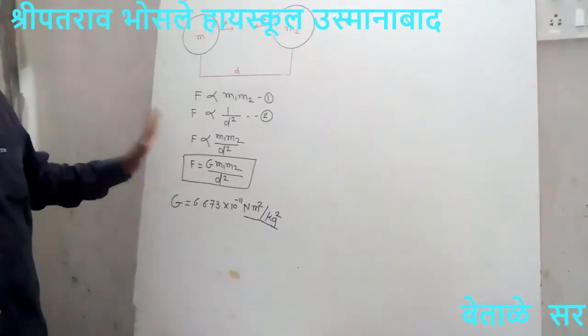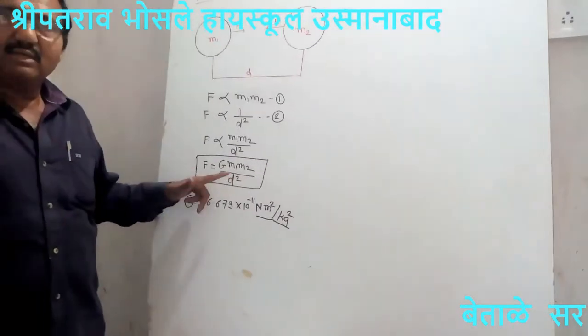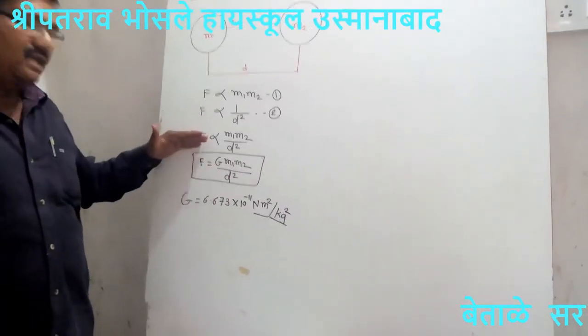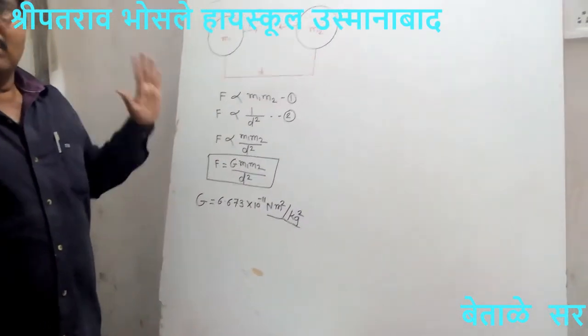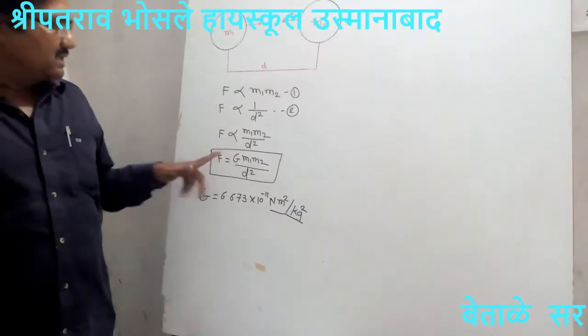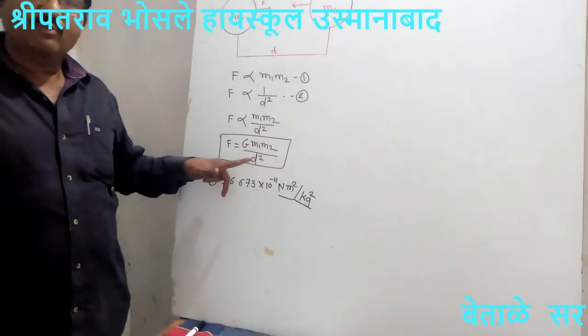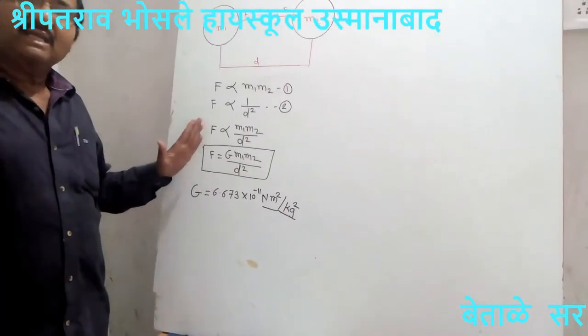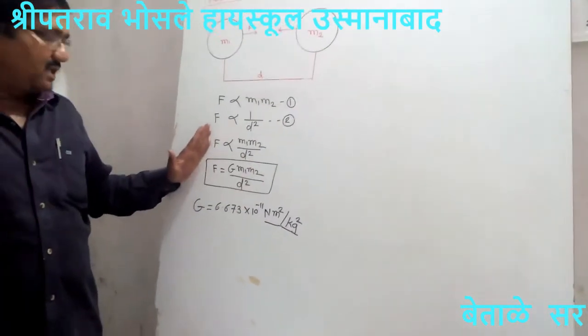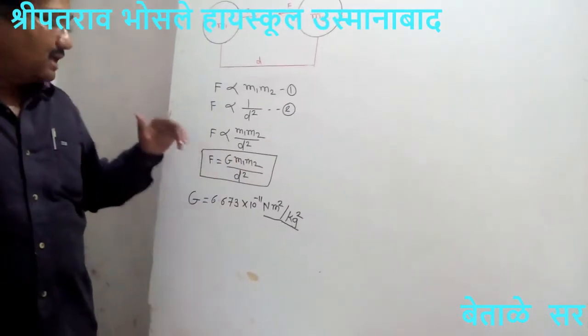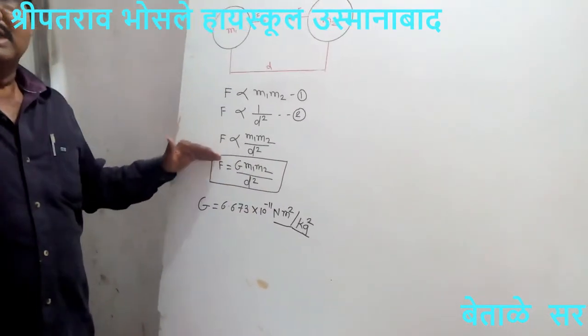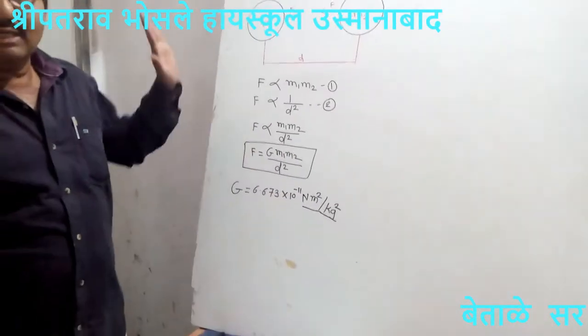जर आपण डिस्टन्स डबल केलं तर हा जो फोर्स आहे तो 4 ने कमी होतो. हे आपल्याला डेरिव्हेशन मध्ये दिसतं, डिस्टन्स इनव्हर्सली प्रोपोर्शनल असल्यामुळे डिस्टन्स डबल केल्यामुळे फोर्स 4 ने कमी होतो. हे आपल्याला इथं लक्षात ठेवायचं आहे.